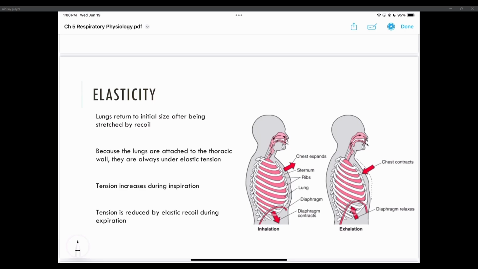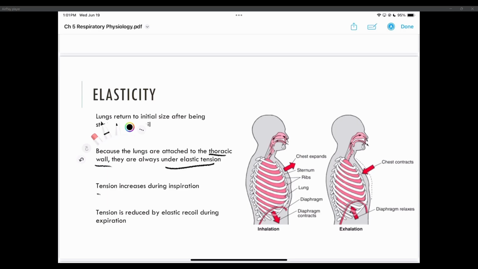So the lungs are always under elastic tension because they're attached to the thoracic wall. The outer layer, the visceral layer of the lungs, is attached to the chest wall. When you get a pneumothorax and the lung collapses, it pulls away from that chest wall, and you lose that suction. So what you have to do is a chest tube to pull the air out that got into that lung cavity. Sometimes they'll put talcum powder, like baby powder, on the lung, and it helps it attach back to the wall. So that's what's going on there.